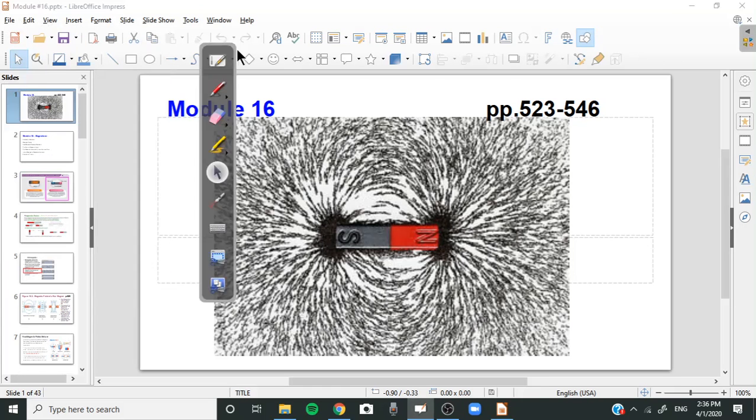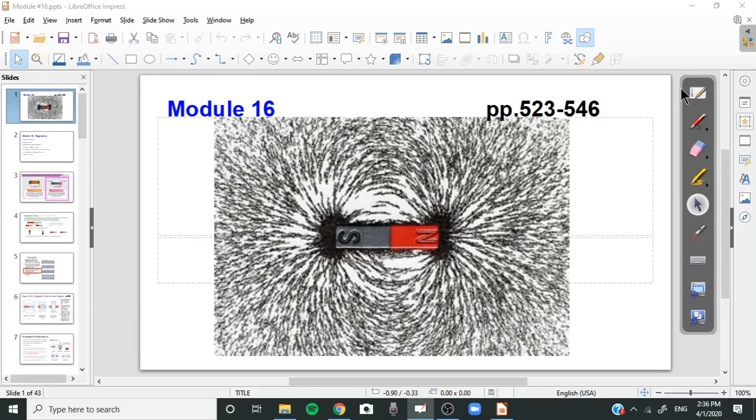Okay, everybody, we're going to finish physics this year with module 16. You're going to find this module on pages 523 to 546 in your textbook.